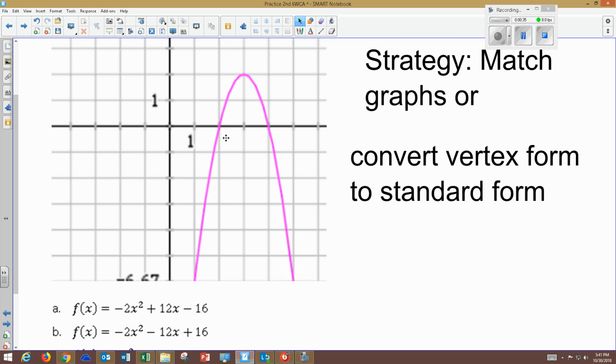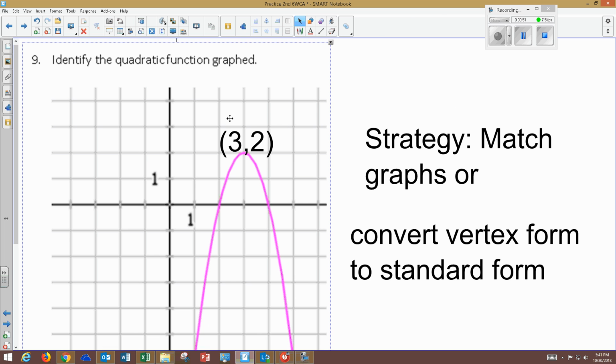Well, it's pretty easy to see that the vertex is this point right here. So I'm going to identify that point. That point looks like (3, 2). So since (3, 2) is my vertex, that means 3 is my h, and 2 is my k.